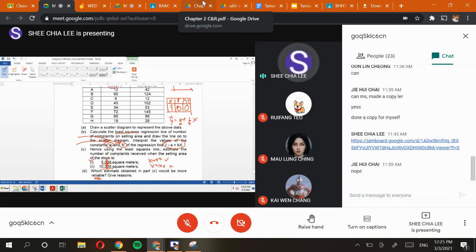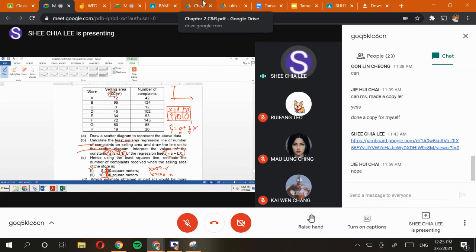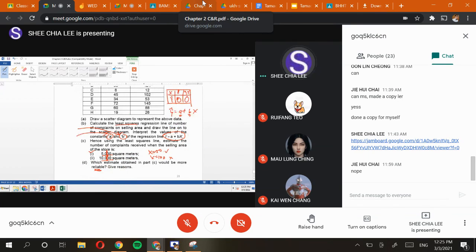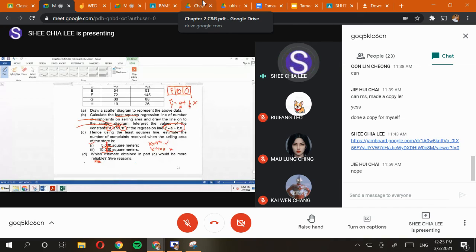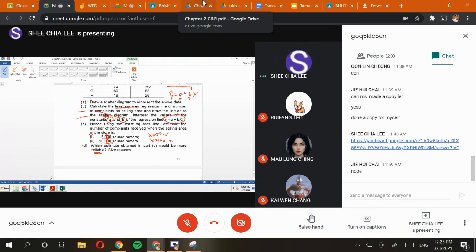Then using the least squares line, estimate the number of complaints received when the selling area of the store is 5,000 square meter. You see, the selling area is in 100 square meter. So when we say 5,000, you substitute X equals 50. When we say 10,000 square meters, we substitute X equals 100. Then which one is more reliable, give reason. Which one is more accurate? You see which one is interpolation, then that one will be more reliable.